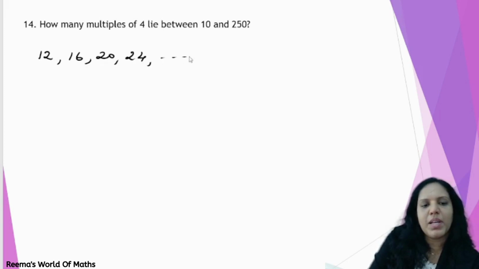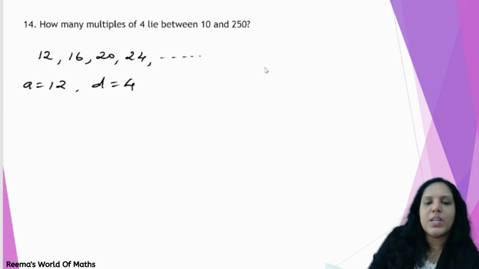So the AP will be like this and we need to know which is the last term. Here a equals 12 and d equals 4. Now let's find the last term.